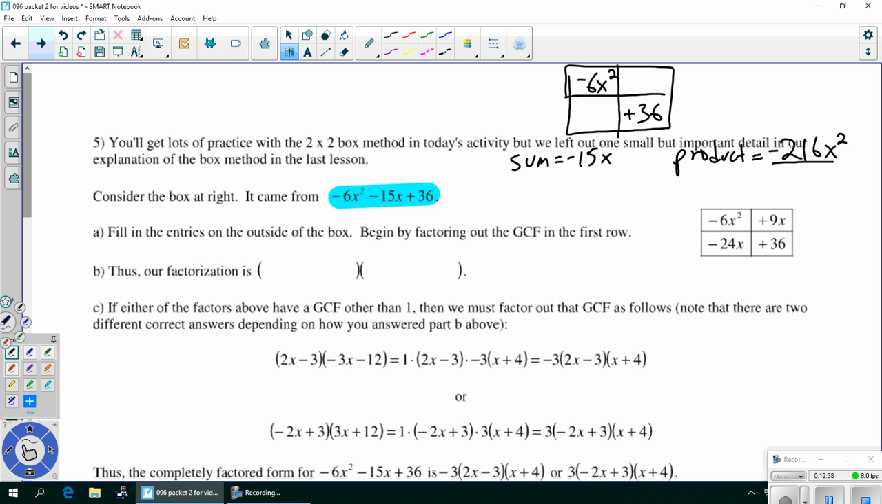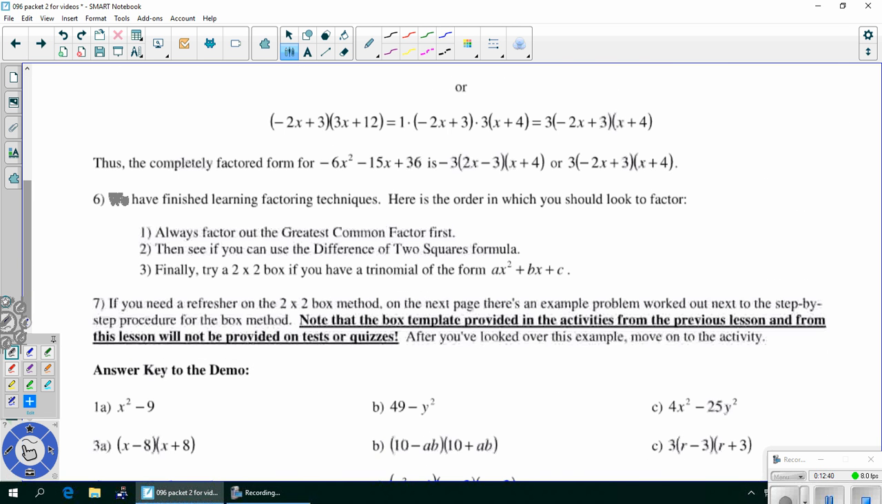Instead, I'm going to give you this advice. Number 6, we have finished learning factoring techniques. Here is the order in which you should look to factor. Always, always, always this order, no matter what kind of factoring problem I give you. Number 1, factor out the greatest common factor first. Only after you have done that do you go to number 2.